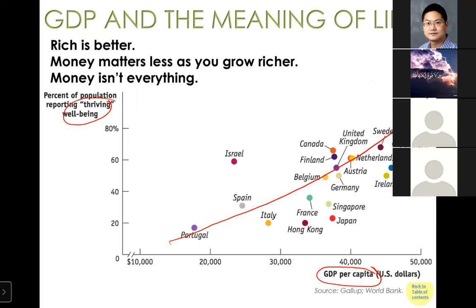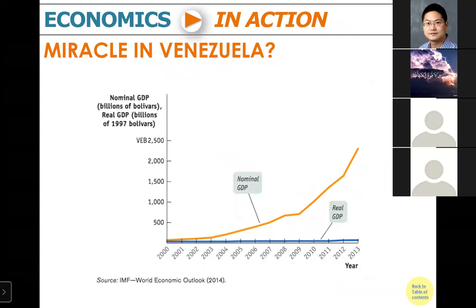So you have a country with fairly low income, but the happiness is pretty high. On the other hand, you have a country whose income is fairly high, but their happiness is fairly low. So the United States, we are here. We are close to this trend.